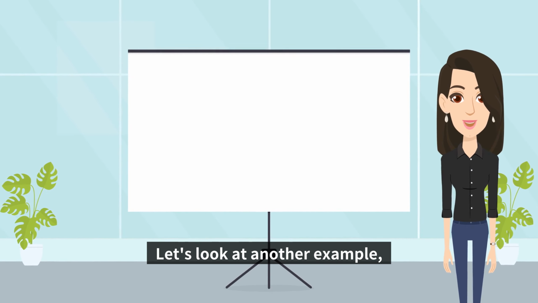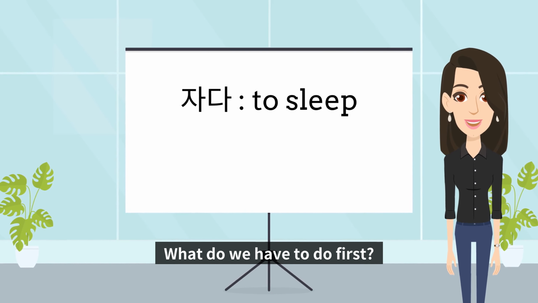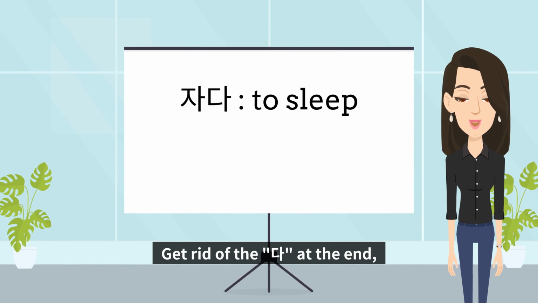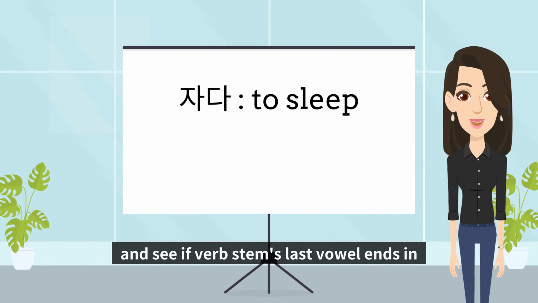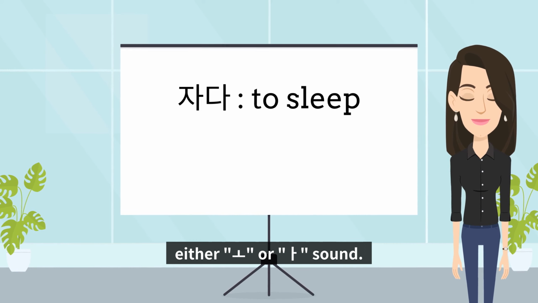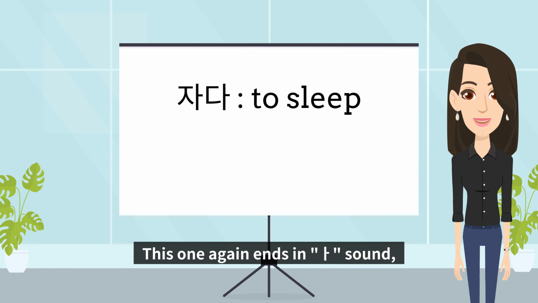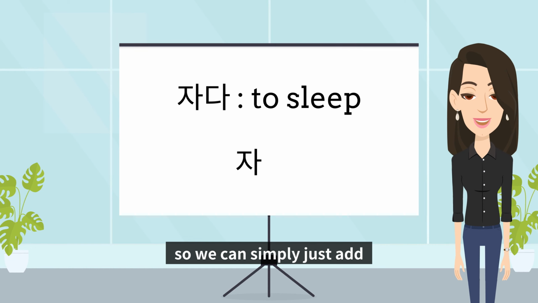Let's look at another example, 자다, to sleep. What do we have to do first? Yes, get rid of the da at the end and see if the verb stem's last vowel ends in either o or a sound. This one again ends in a sound, so we can simply just add yo at the end.